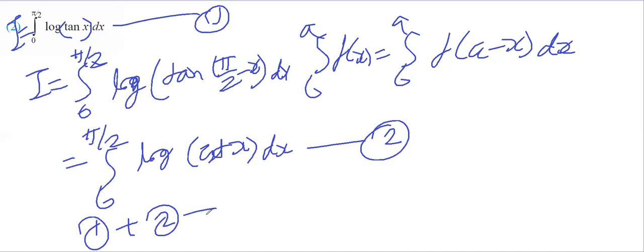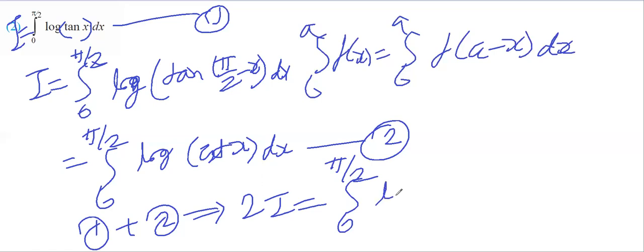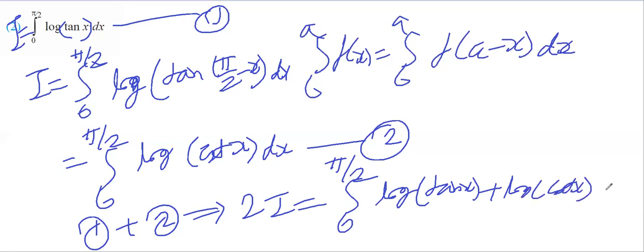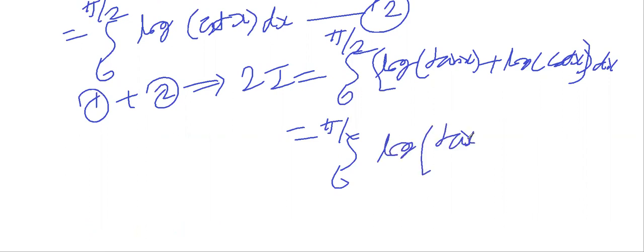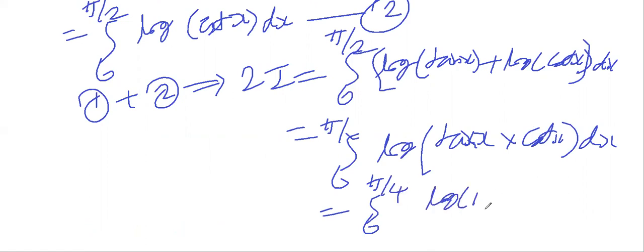Now equation number 1 plus equation number 2 will give you 2I is equal to integration 0 to pi by 2. I can write this as log of tan x plus log of cot x dx. Now here you have to apply the laws. Which laws? Logarithmic law. With this logarithmic law, this will be log of tan x into cot x dx. That is 0 to pi by 2 log of 1 dx. That is equal to 0. So what is your answer? Your answer is 0. Final answer is 0. Got it?